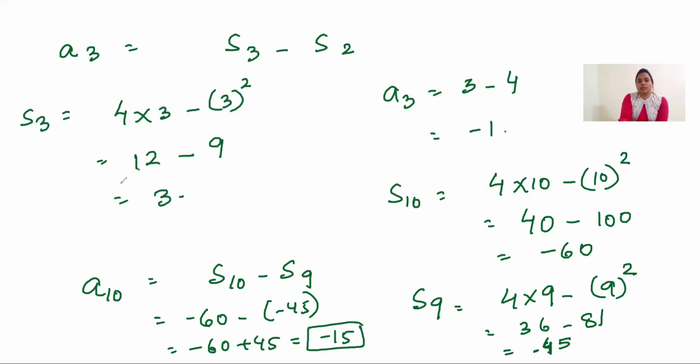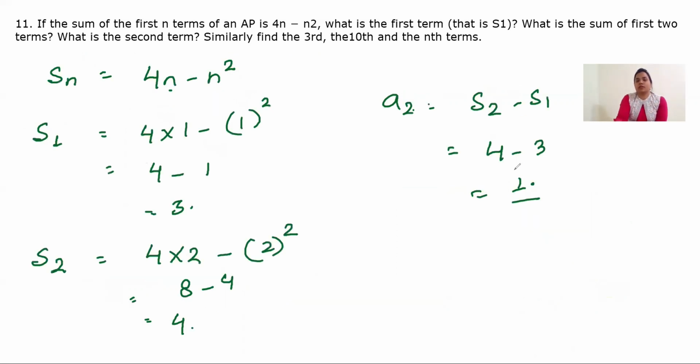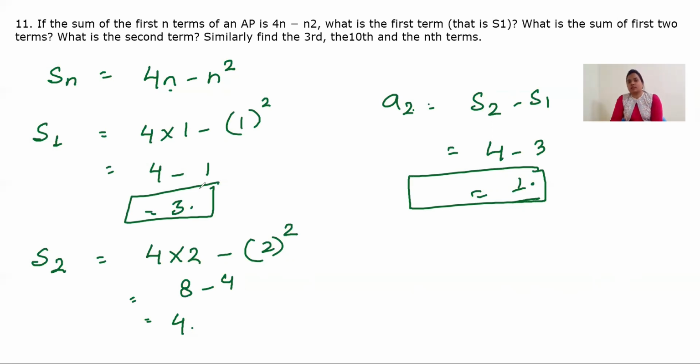So our A3 is minus 1. And our A10 is minus 15. And I can see the first one, the third term and 10th term we got. What is the second term? Second term was 1. What is the first term? First term was 3. These were our answers.